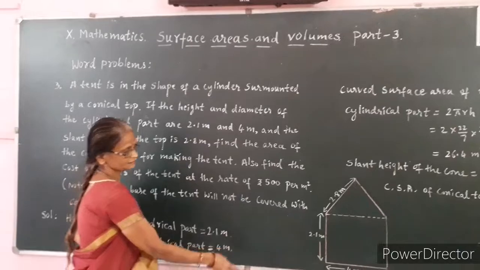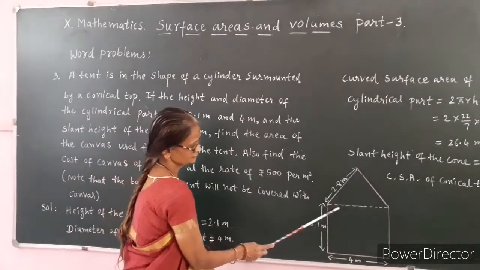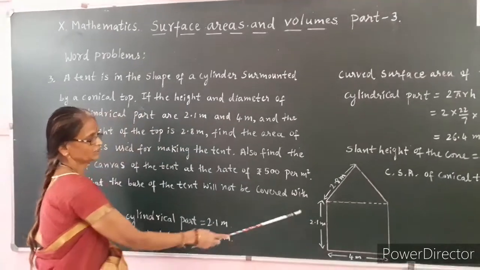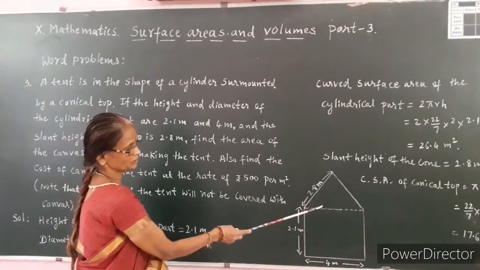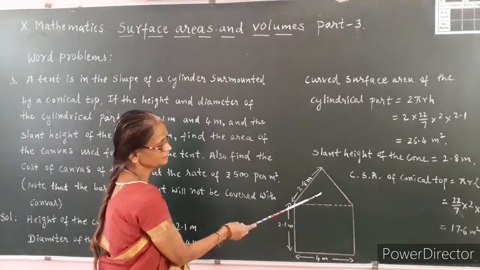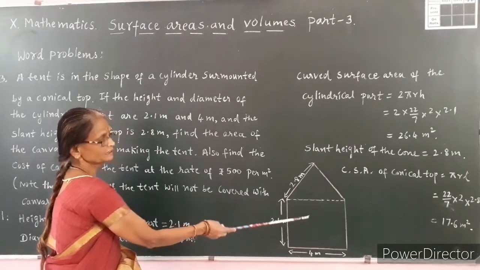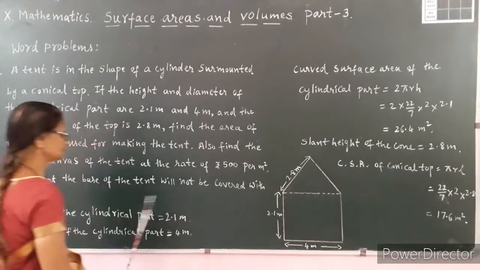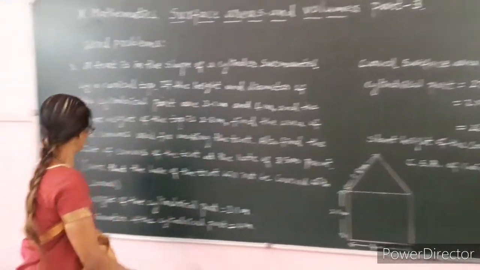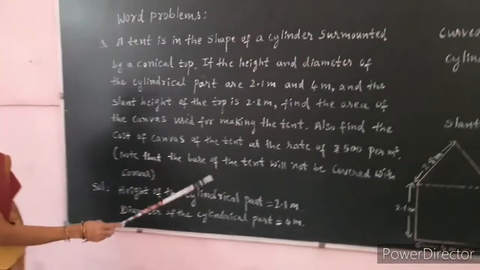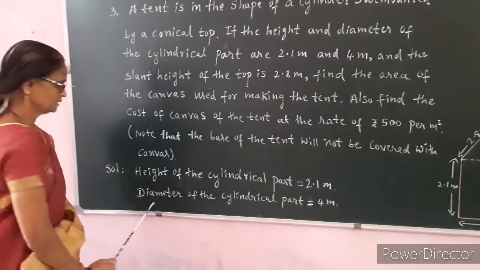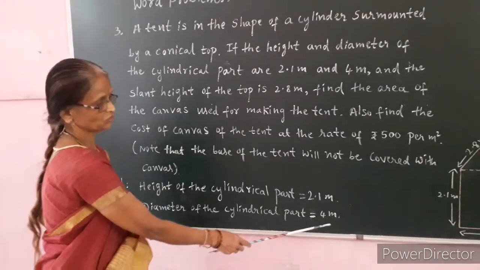This is the shape of the tent, the bottom is the cylindrical part, the top is the conical part. Now we have to find the CSA of the cylindrical part and the CSA of the conical part, which should be added up to give the total surface area of the tent. Then calculate the amount of canvas we require. Now first, what they have given. Height of the cylindrical part is given, that is 2.1 meter. Diameter of the cylindrical part is 4 meter.